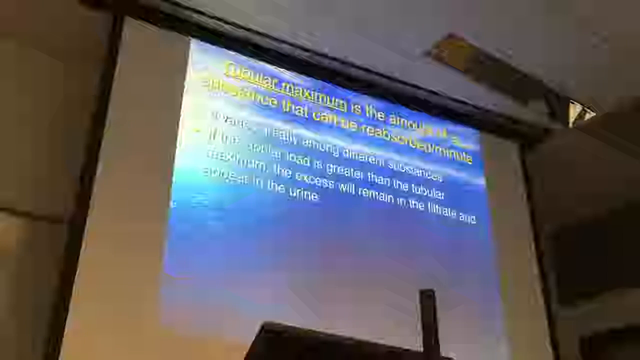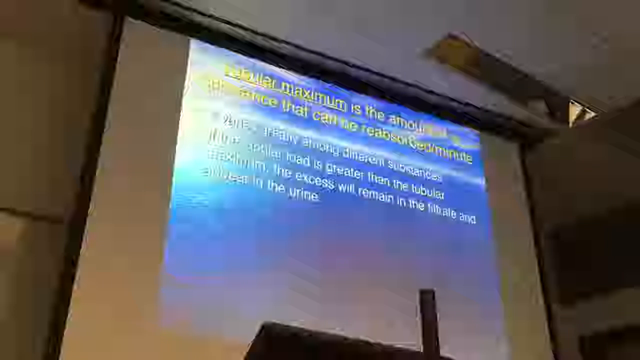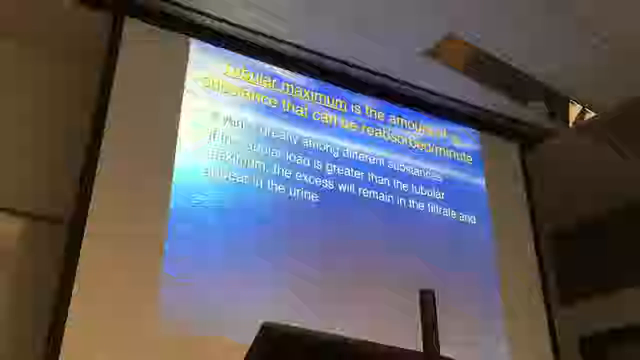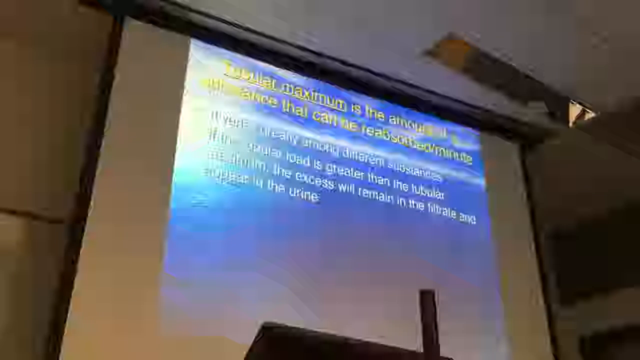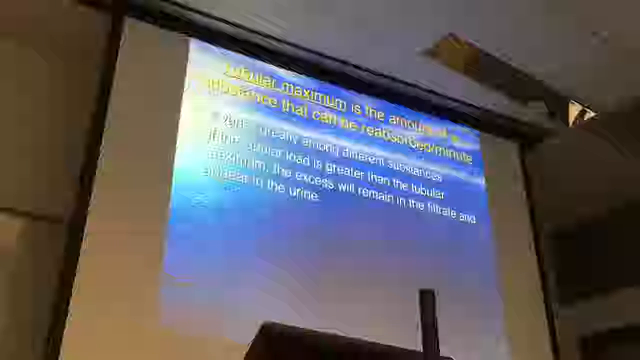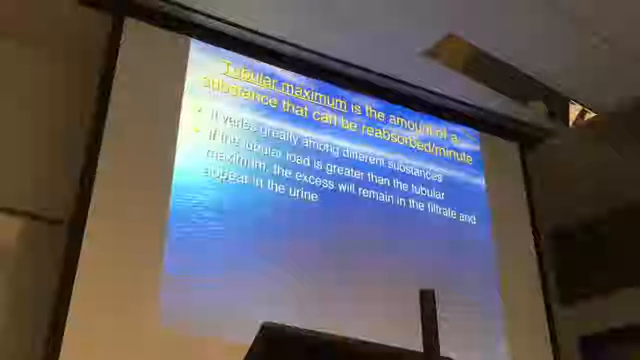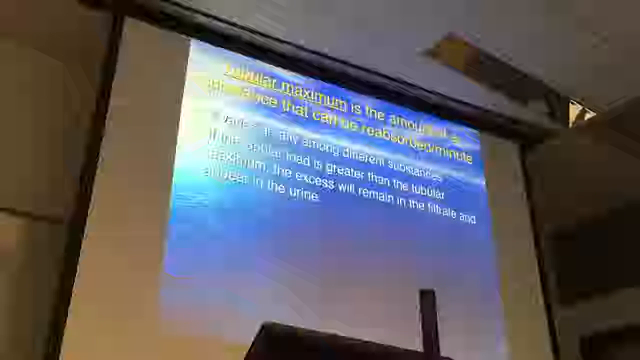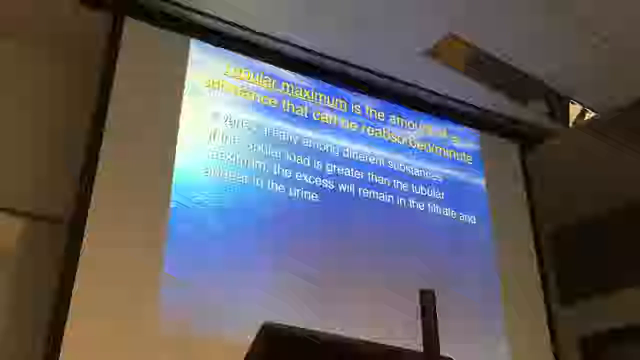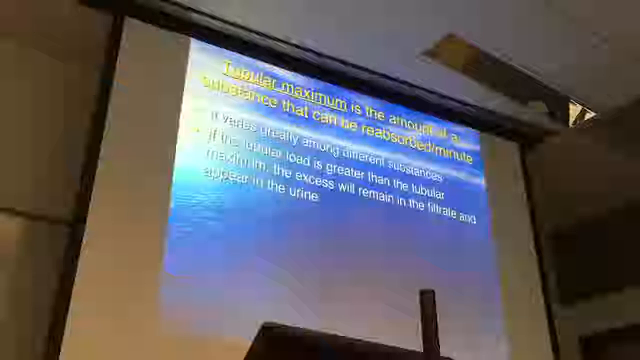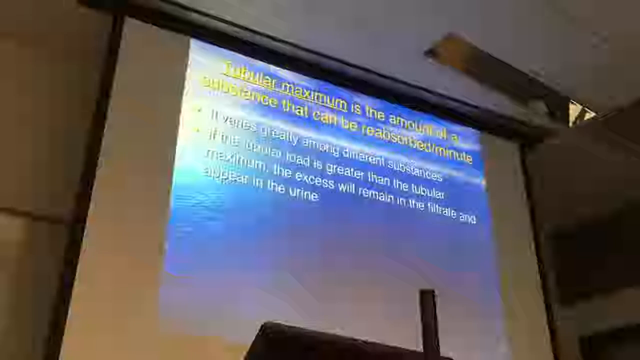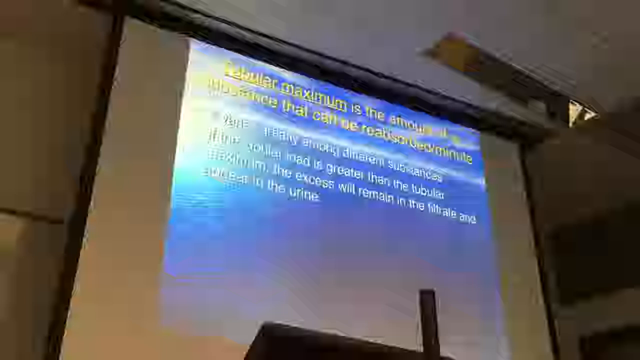Now, how much can be reabsorbed of a substance depends on the substance. Some are reabsorbed very high, some in the middle, some very low. Every substance has a tubular maximum, the amount that can be reabsorbed as it goes down the proximal convoluted tubule. Down the rest of the tubule, there's no reabsorption. Okay, tubular maximum is the amount of substance that can be reabsorbed. That's a certain quantity, okay?